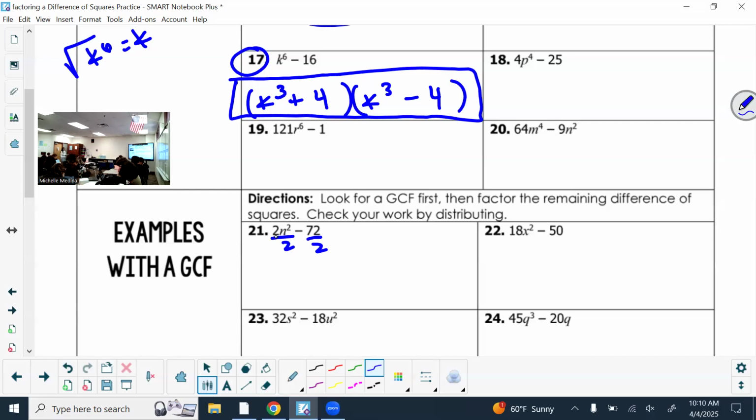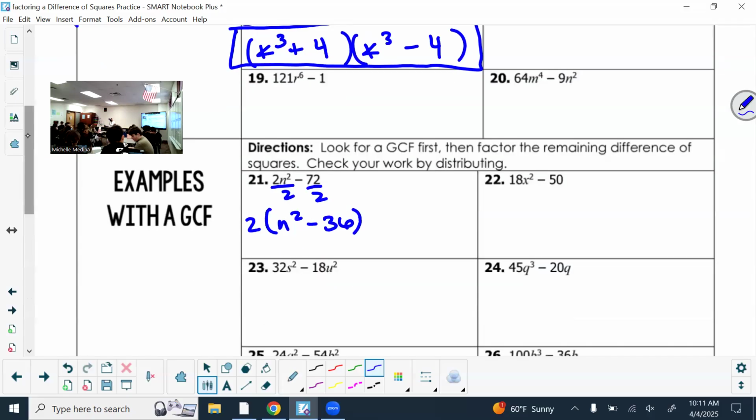They both don't have the same variables, so I can't factor out any variables right now. But I can factor out a 2 from each. So that will go outside the parentheses. Inside will be what we get from dividing each term by the GCF. So I'd have n squared minus 36. Then look at what you have in the parentheses. See if that's anything you recognize.